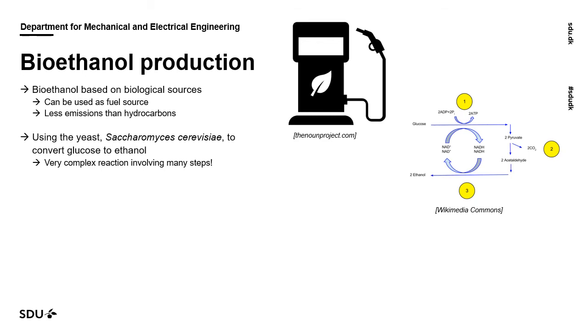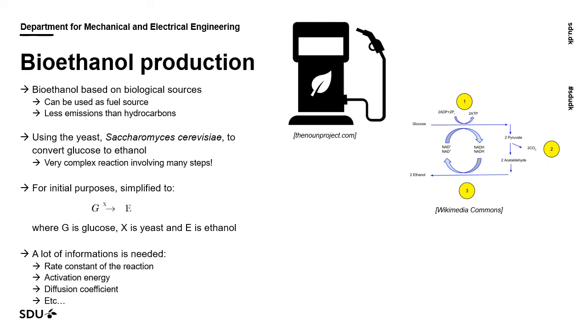So it's actually a very complex reaction. There's a lot of individual reaction steps. So we're going to simplify it quite significantly for our initial purposes. So we have that glucose is converted to ethanol through the activity of the yeast.